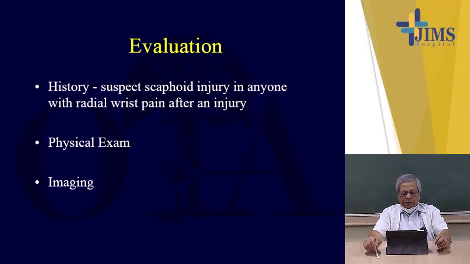Evaluation, history. A patient who complains of pain at the radial side of the wrist after an injury has to be suspected of a scaphoid fracture. Then there comes physical examination and imaging.